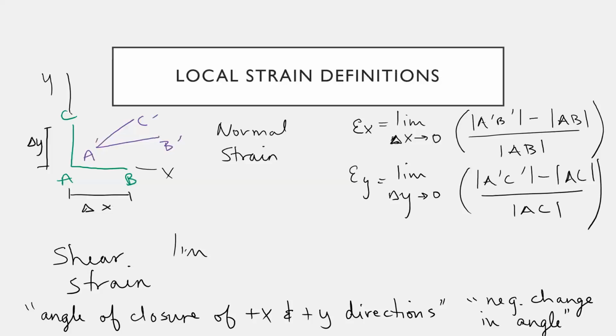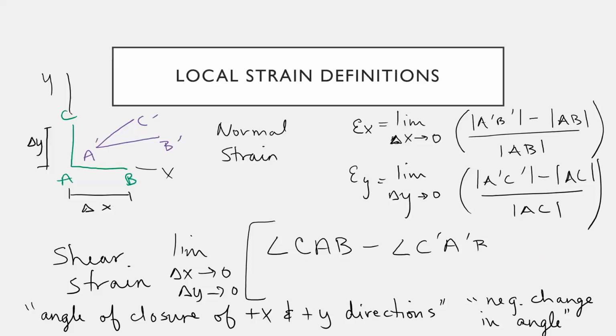Okay, so to get it exact, we take the limit as delta x goes to 0, delta y goes to 0. And this angle of closure is going to be angle CAB minus angle C prime A prime B prime. Would you agree that that's how we calculate the amount by which that angle closed? Cool. So now I tell you that's the negative change in angle, because change in angle should be final minus initial, right? But what we have here is initial minus final. So it's the negative. You agree it's the negative change in angle? Perfect.